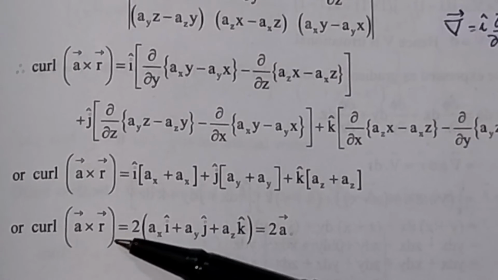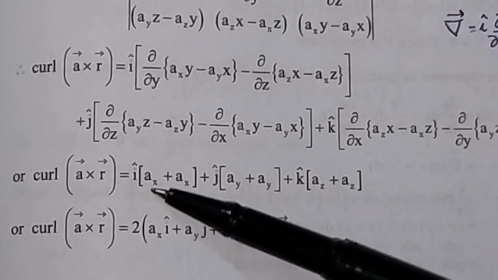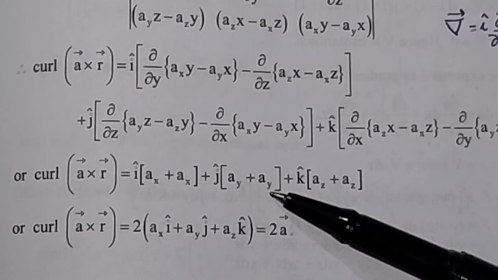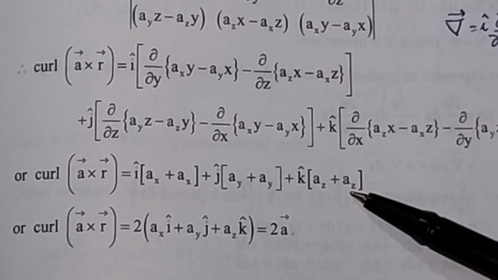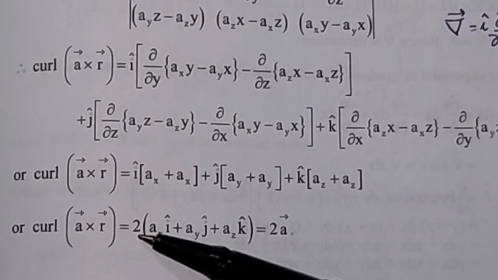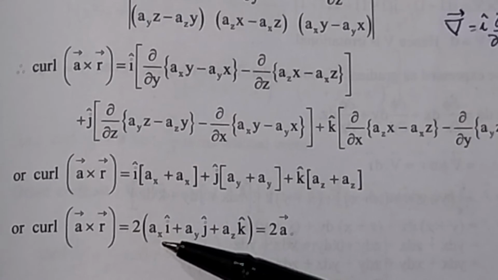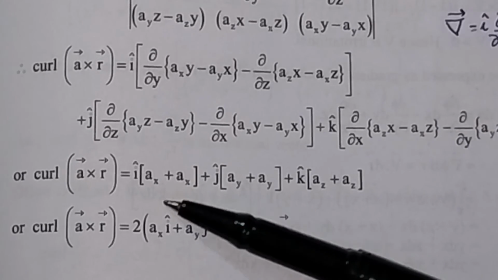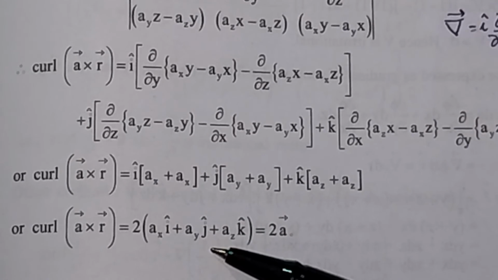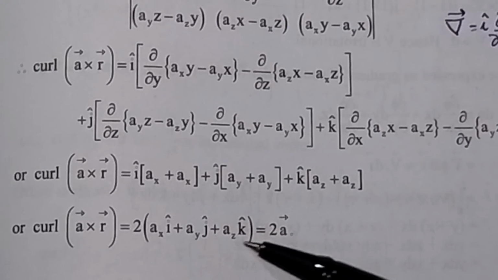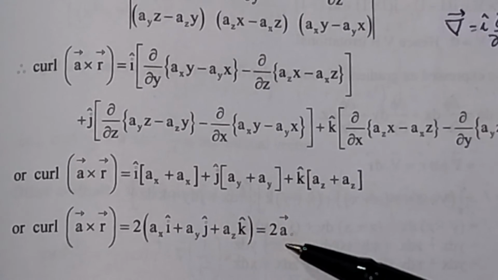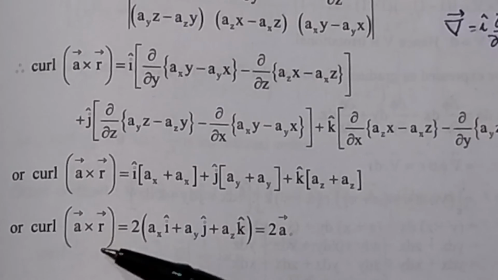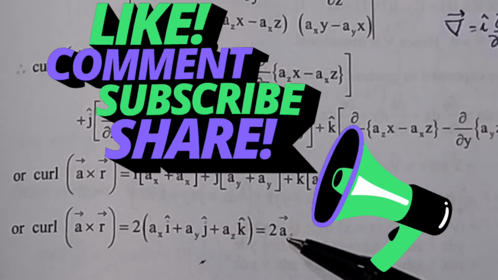So curl of A cross R will be equal to 2 times. Here Ax plus Ax is 2Ax, here Ay plus Ay is 2Ay, here Az plus Az is 2Az. So you take 2 common. In the bracket you have Ax i cap plus Ay j cap plus Az k cap. But we have taken Ax i cap plus Ay j cap plus Az k cap equal to A vector. So that will be equal to 2A vector. In this way you can prove that curl of A cross R is equal to 2A.